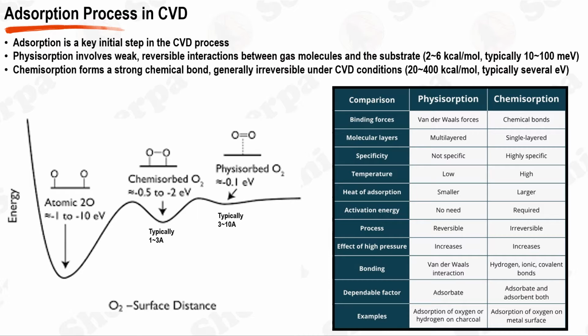This interaction is typically reversible, as the forces involved are weak, and the gas molecules retain their chemical identity without any chemical transformations occurring. The process is exothermic, releasing energy, and is typically associated with lower translational energies of the incoming gas molecules. On the other hand, chemisorption, or chemical adsorption, involves the formation of a chemical bond between the gas molecules and the substrate surface, leading to stronger and more specific interactions. This process is typically irreversible under CVD conditions due to the strength of the newly formed bonds.